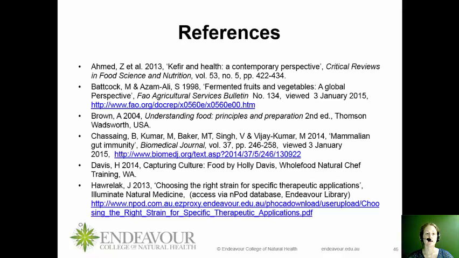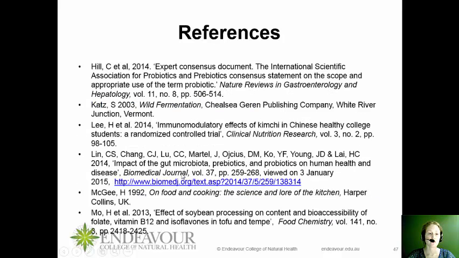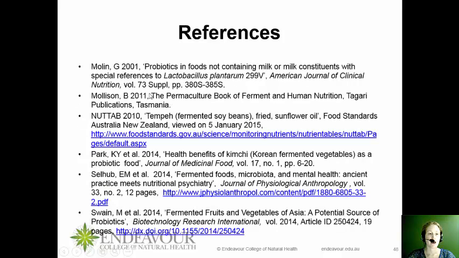Like I said, with these references, who have we got here? Holly Davis is an Australian chef, and she does some interesting trainings into cultures. We've also got Sandor Katz here, Wild Fermentation. He's written quite a few books though, so if you're very interested, look into that. And of course, Bill Mollison. It's a really useful book.